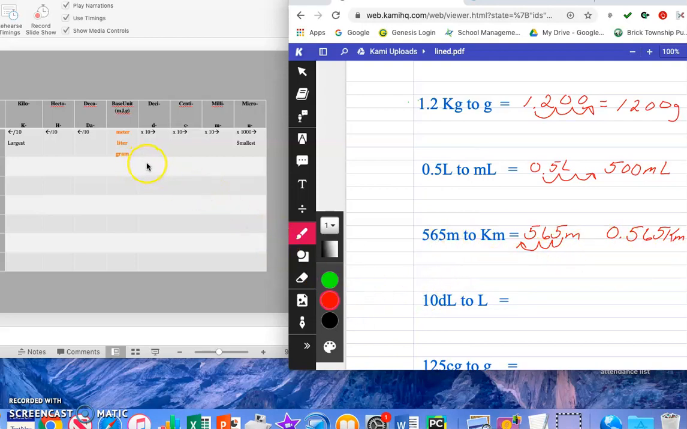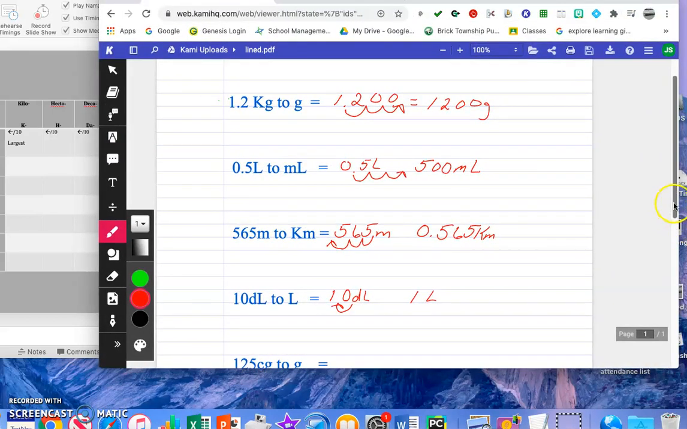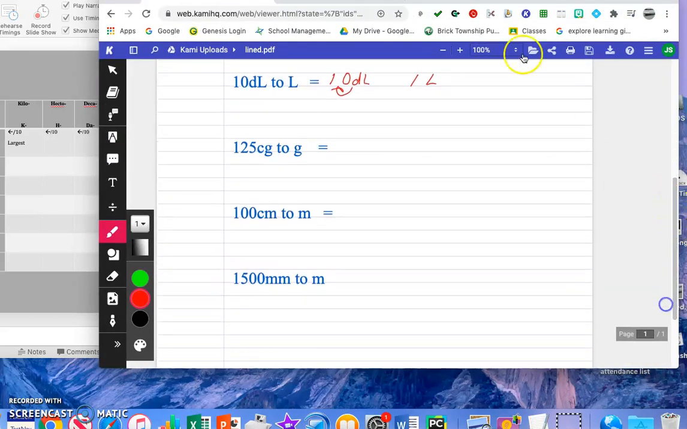Now, 10 deciliters. Okay, deci is here, and we want to go to liter. So that's just over one, deci to liter. It's just one jump to the left. So 10 deciliters, we do one jump to the left, equals 1 liter. Okay. Let me scroll down here a little bit. A couple more examples. Three more.